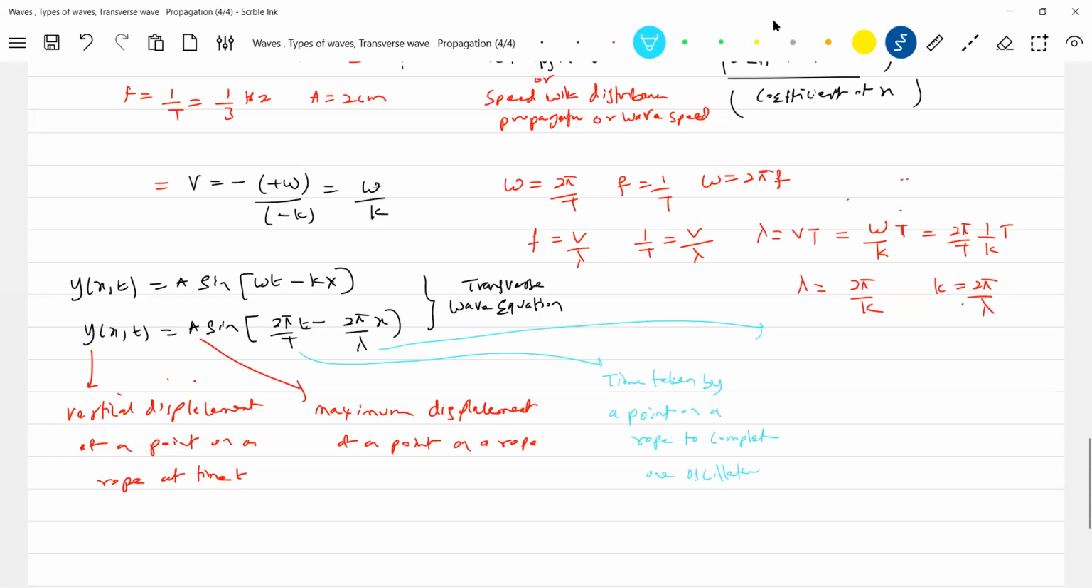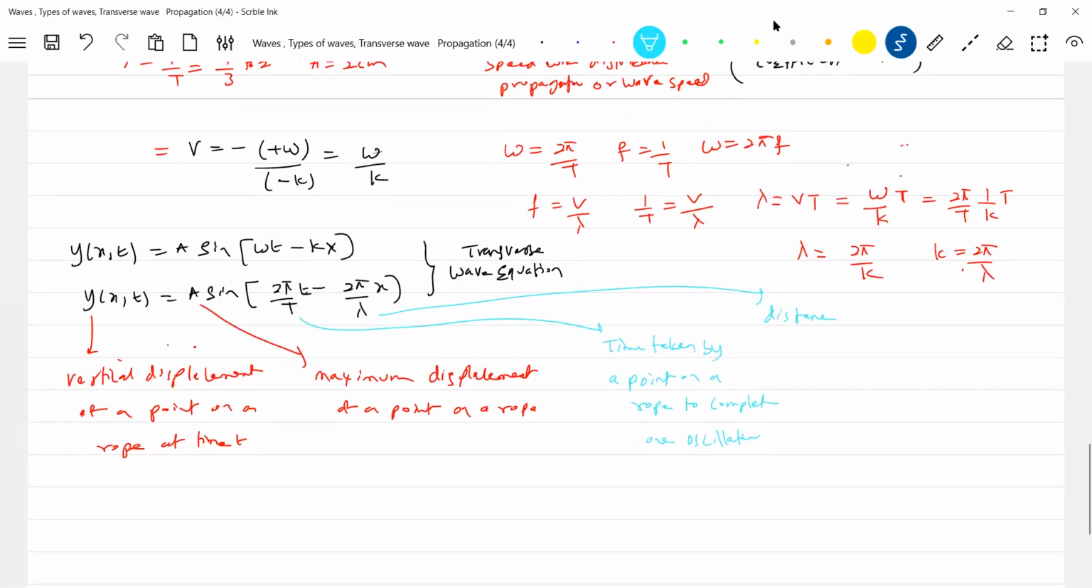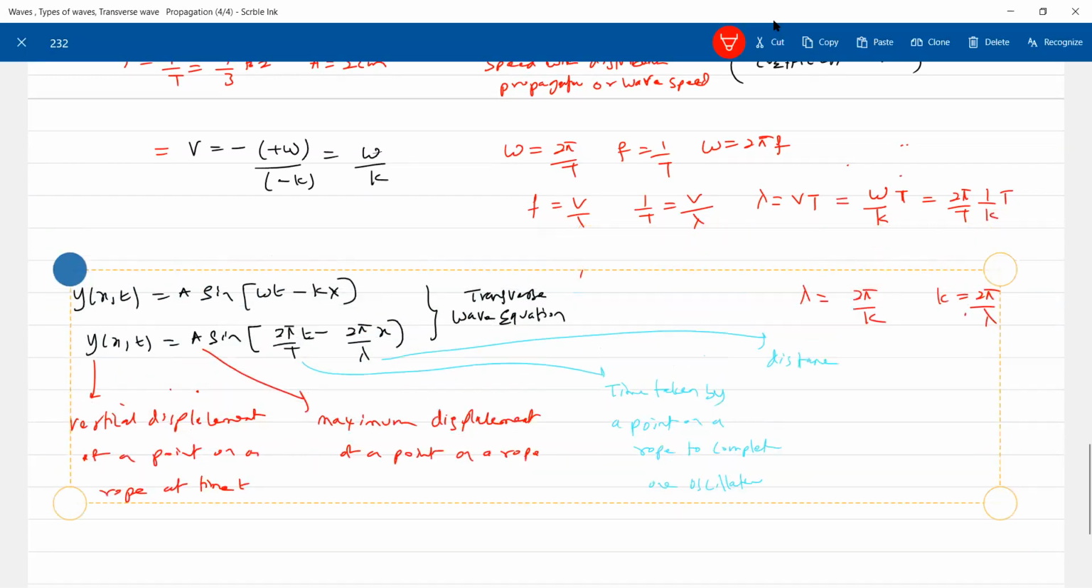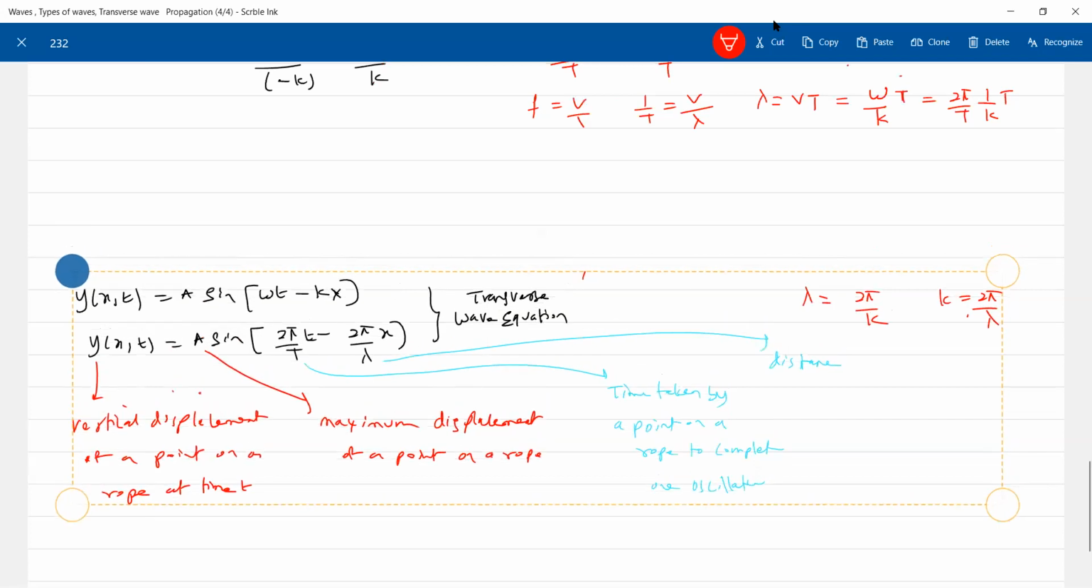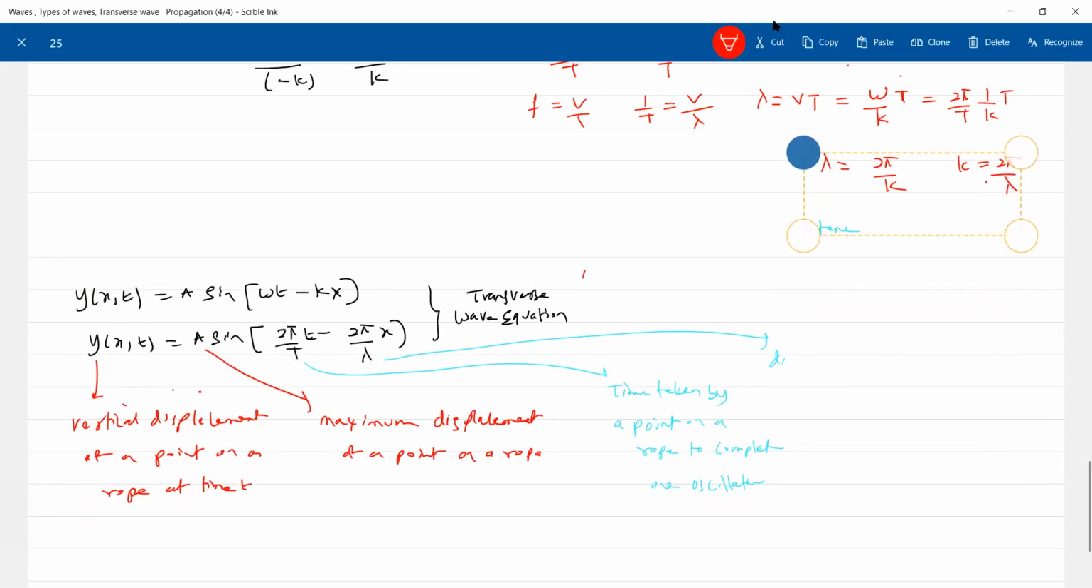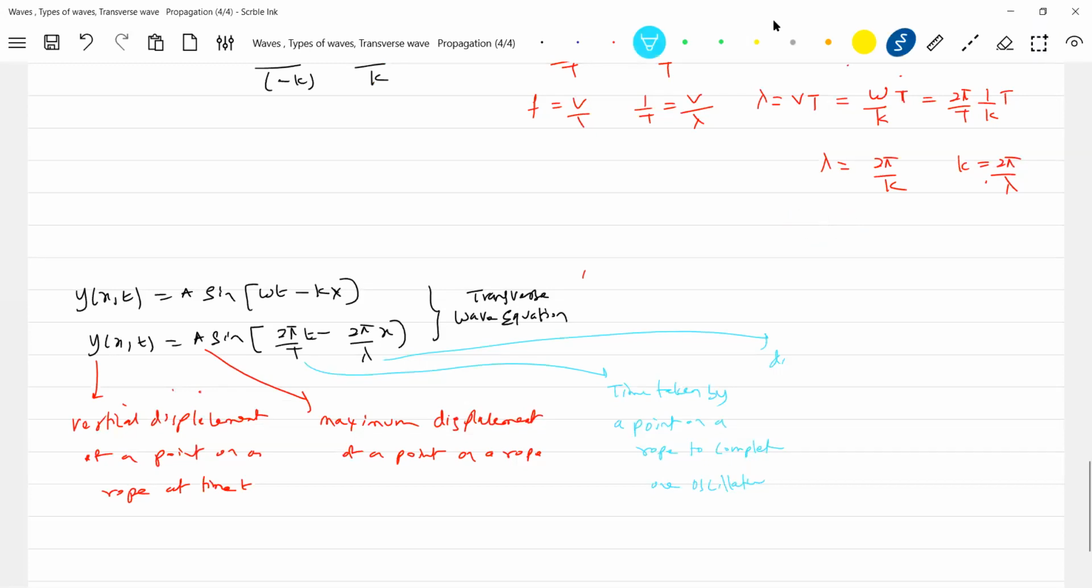I'll move down so that we can express all the things. This is very important. Once we know this terminology, it will be very easy for us. What is lambda? The distance between two points on a rope that have the same phase. Okay, we got everything.